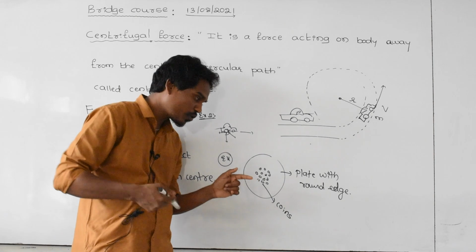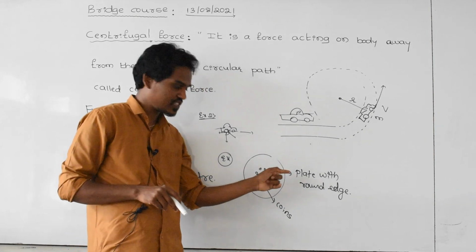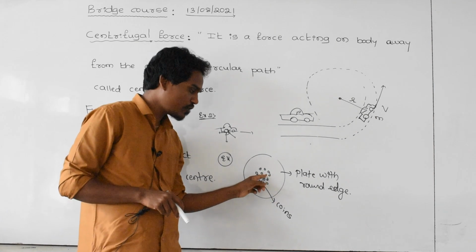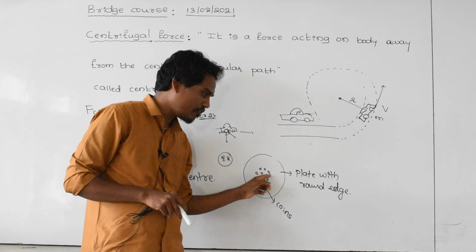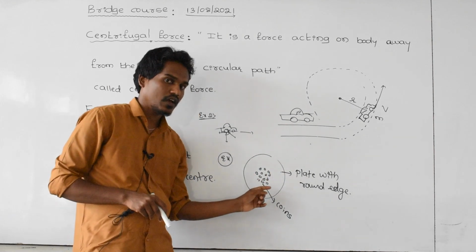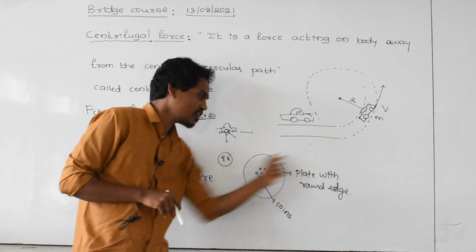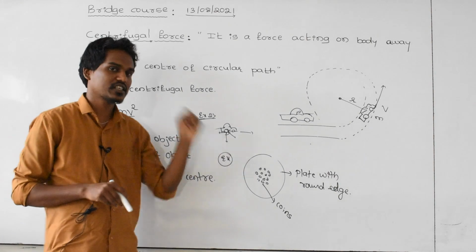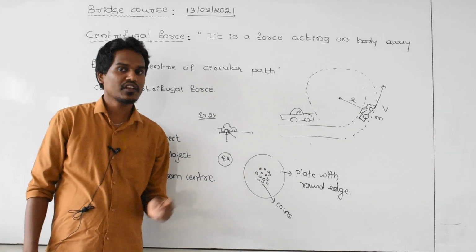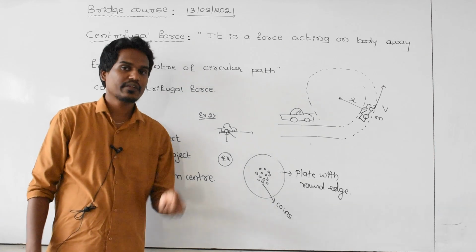If you keep on rotating this plate very fast, the centrifugal acceleration is acting on the coins. These coins are moving away from the center and the coins are rotating in this region. And the force acting on these coins is away from the center. This force acting on the coins is also called centrifugal force.